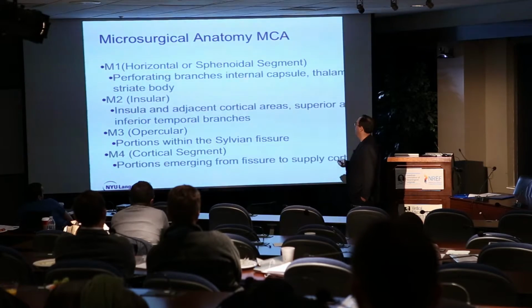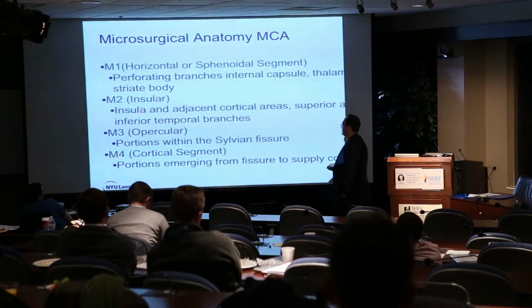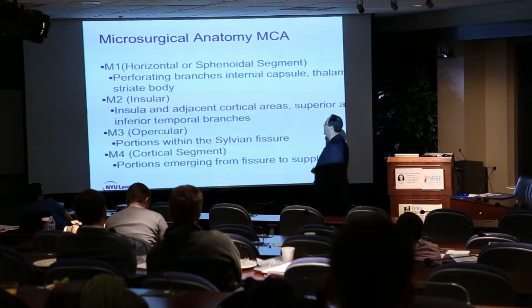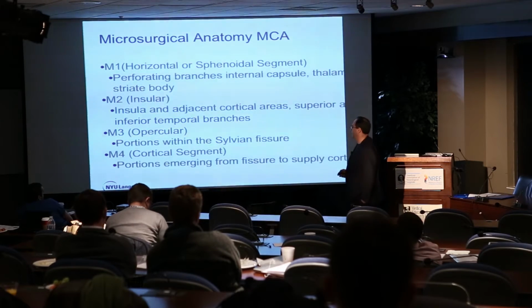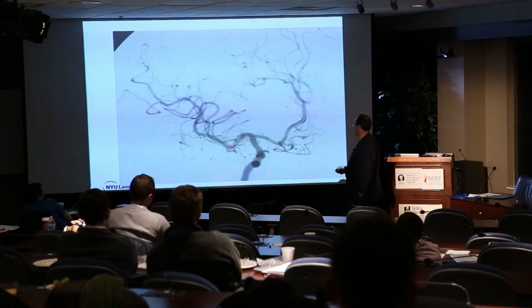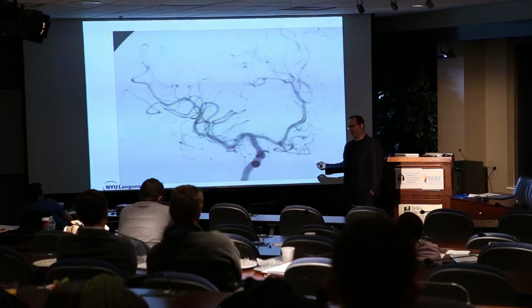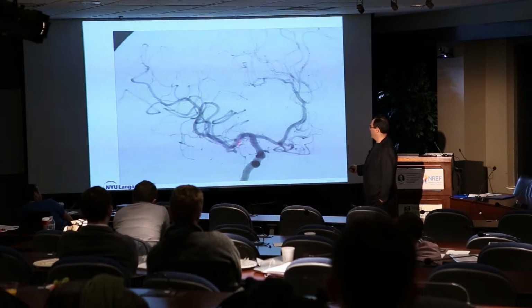So for the MCA types of aneurysms, and again we're talking about anterior circulation in general, you have that M1 horizontal or sphenoidal segment. Just be wary of the perforating branches or lenticulostriates that arise in this area. You have your M2 or insular division of the vessel, and M3 and M4 opercular and cortical segments. I'm just trying to get us up to the point of the videos. Just a slightly oblique view. So this isn't your standard view, right? We start with standard views, but when you get into obliques, you can lay things out the way you need to see them.